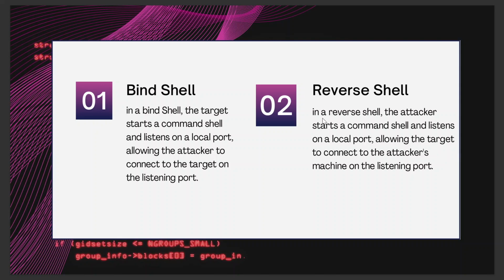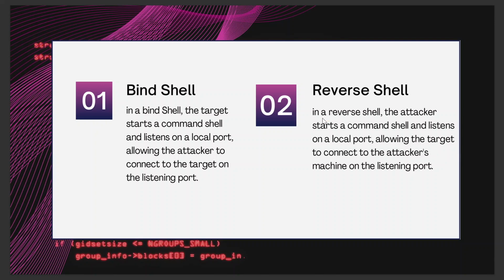Now, what is a reverse shell? In a reverse shell, the attacker starts a command shell and listens on a local port, allowing the target to connect to the attacker's machine on the listening port. Now, a reverse shell is useful in cases where the attacker has no means of access into a target network due to the presence of a firewall in the target network, which can stop the attacker from connecting successfully to the target machine or computer.